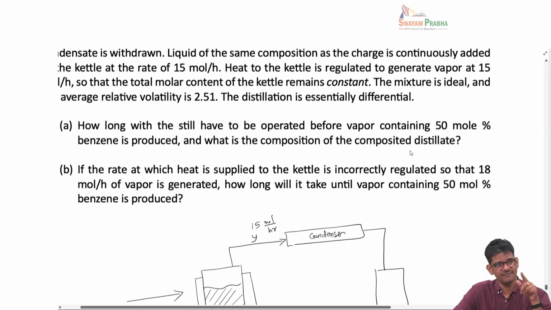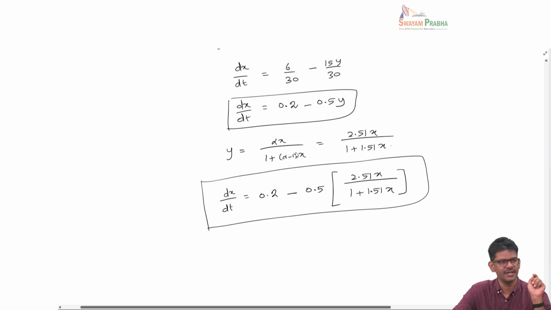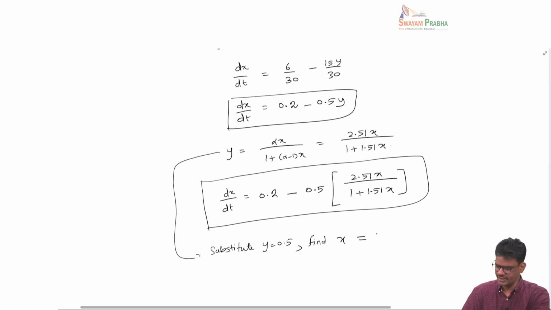And we know that that vapor will be in equilibrium with the liquid at that particular time, and those are related by this VLE data here. So what I am going to do is substitute y equal to 0.5, that is the vapor composition I am expecting, and then solve for the equilibrium liquid composition x. So from here, substitute y is equal to 0.5 and then find x, and if you do that you will get x to be something like 0.285.